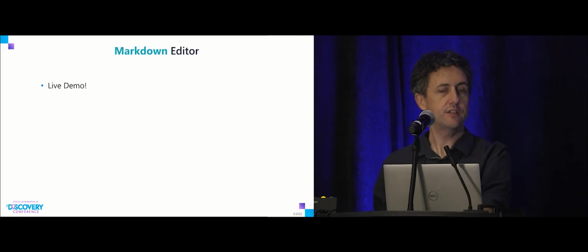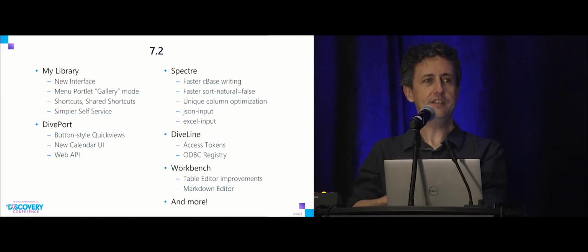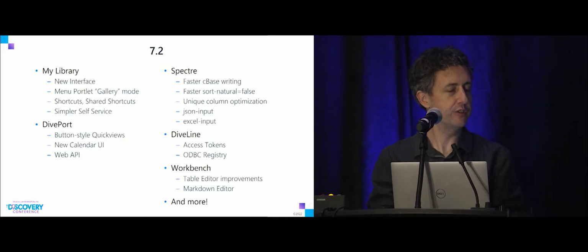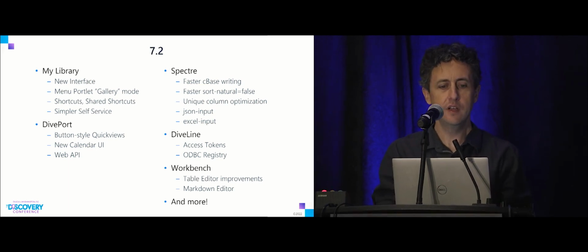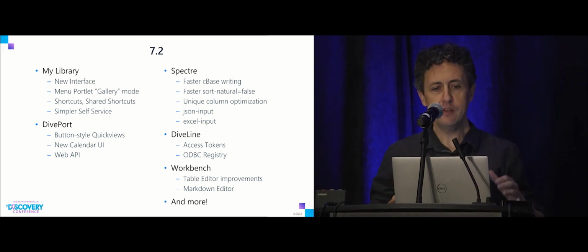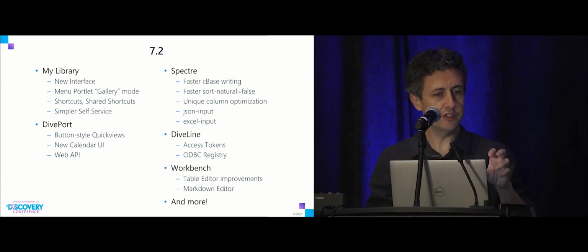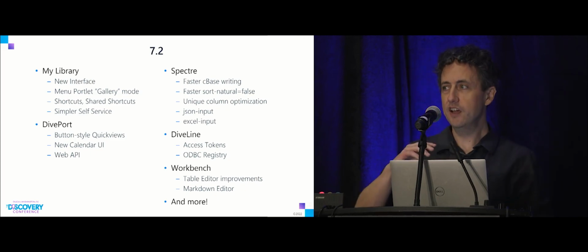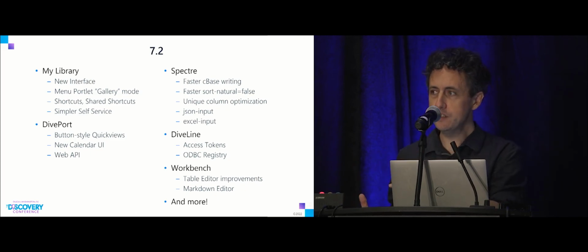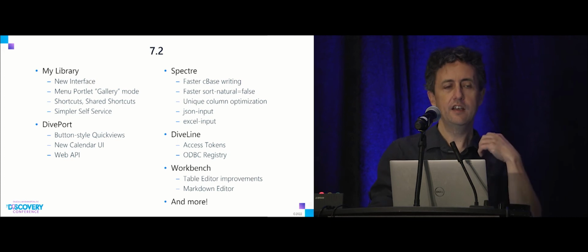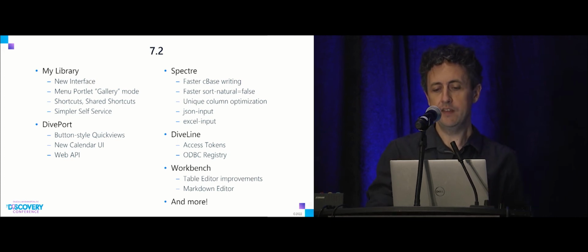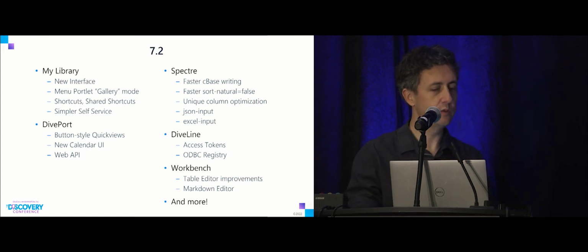Okay, so these were some of the highlight features from 7.2. There are some other minor things in there as well, but to quickly recap, My Library is the new interface mode. We've got some new features in DIPort with buttons and calendars and the web API that's coming soon. On the Inspector side, we've got a lot of optimizations, faster C-base writing, and new input types. And then the ODBC registry I'm very excited about for people who are using DIWC, and lots of changes in Workbench.